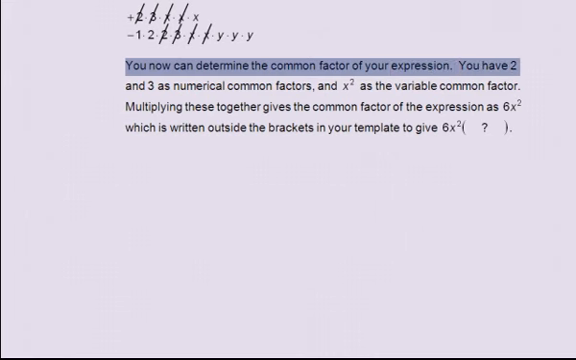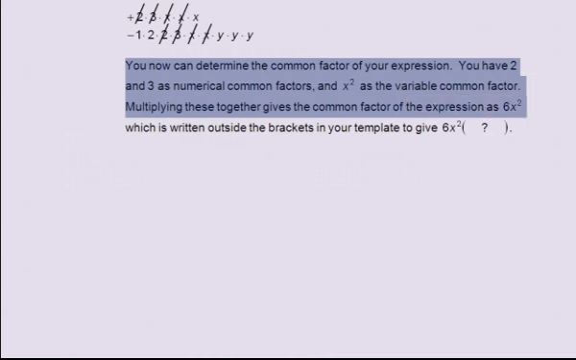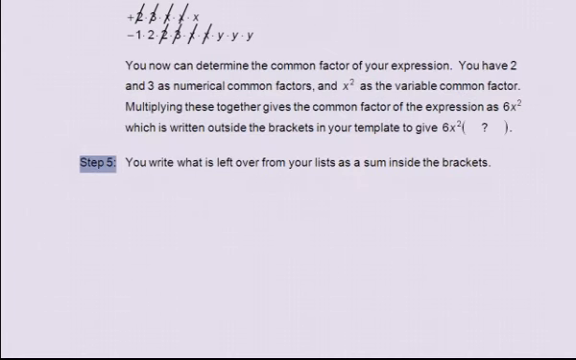You have 2 and 3 as numerical common factors and x squared as the variable common factor. Multiplying these together gives the common factor of the expression as 6x squared, which is written outside the brackets in your template to give 6x squared multiplied by something yet to be determined. Step 5. You write what is left over from your lists as a sum inside the brackets.